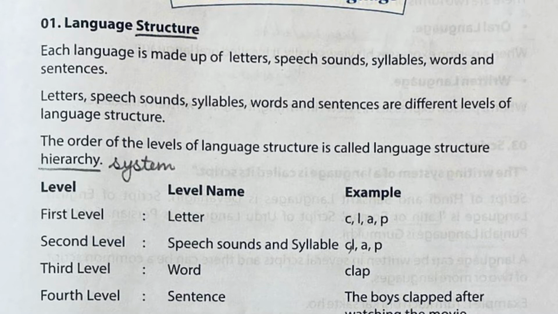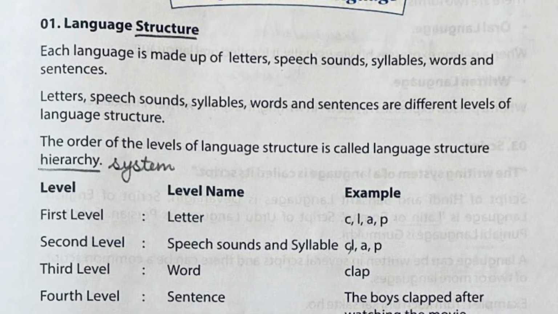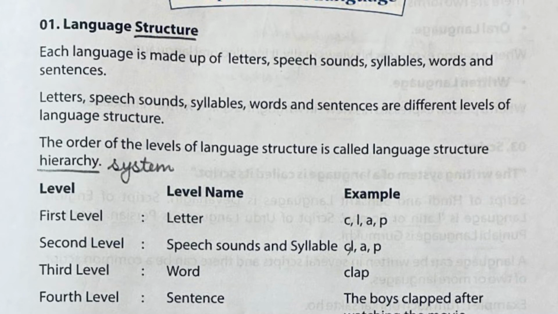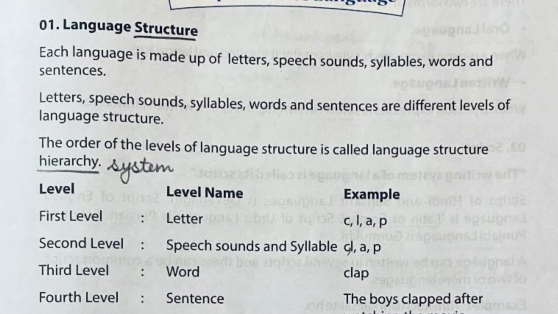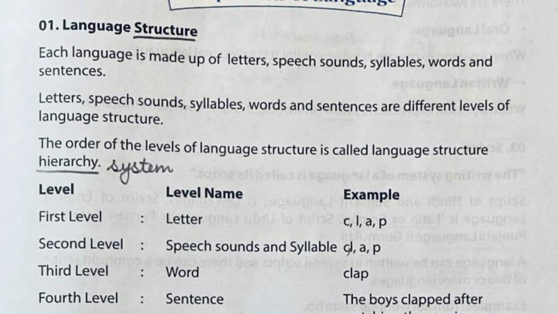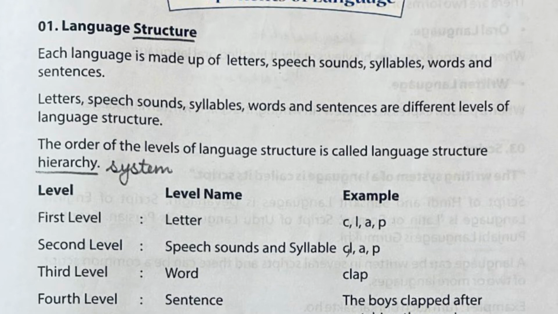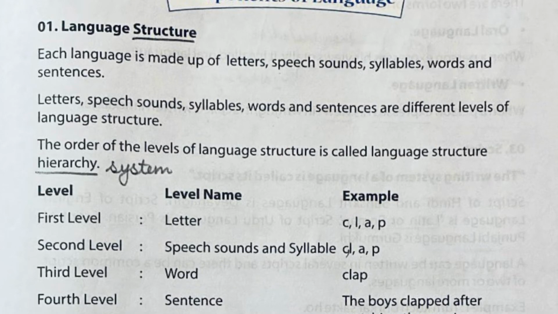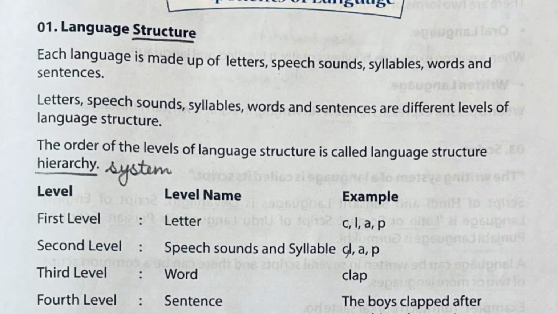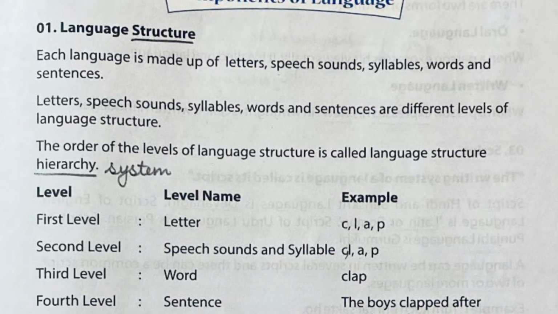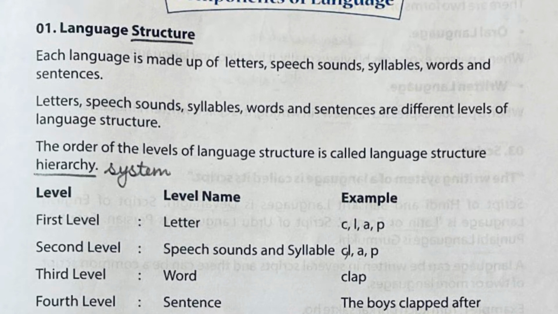The second level is speech sound. Here we come to know about the sound of the letter. Like C sound is K, L sound is L, A sound is A, P sound is P. Here, by mistake, they haven't given the comma between C and L, so put it by yourself. So with the help of the sounds, what does it become? Clap.